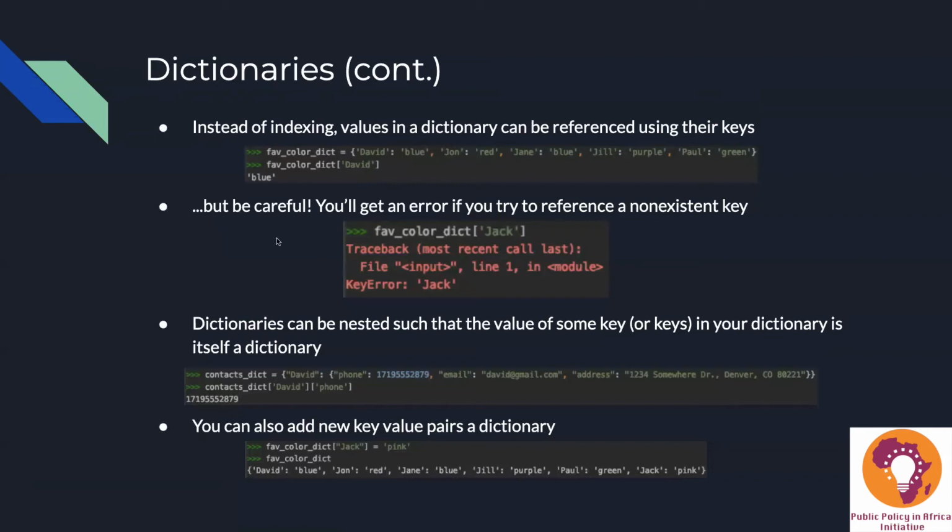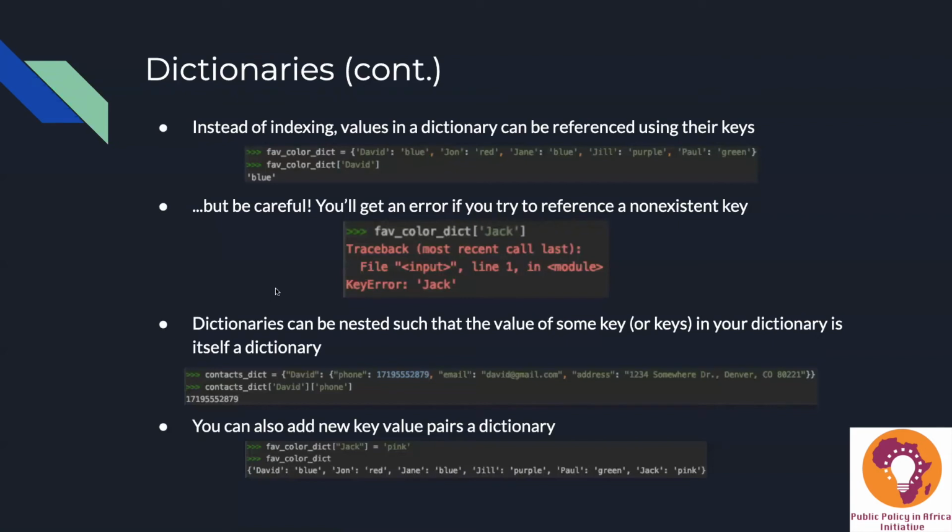But you have to be careful here, because you can get an error if you try to reference a non-existent key. Right now we just have David, John, Jane, Jill, and Paul in our dictionary. If we try to get Jack from our dictionary, then we get a key error. It says KeyError: Jack. Basically what this is saying is there's no such key as Jack in your dictionary, and so it raises an error.